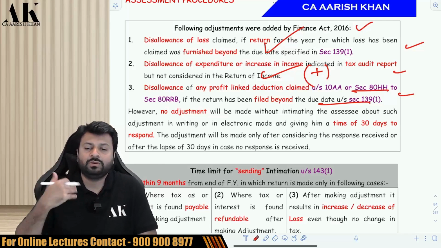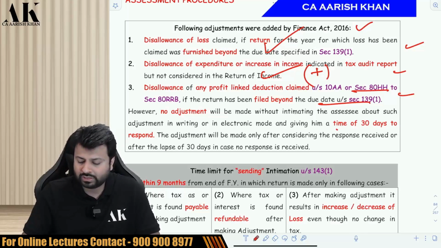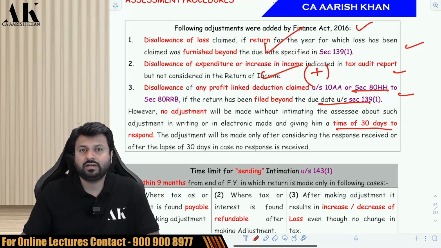Now, after adding back, the software will give you 30 days' time to reply, and if you reply in 30 days, well and good. If you do not reply in 30 days, the software will add back that particular item, will send the intimation to you, and will generate a notice of demand on your behalf.